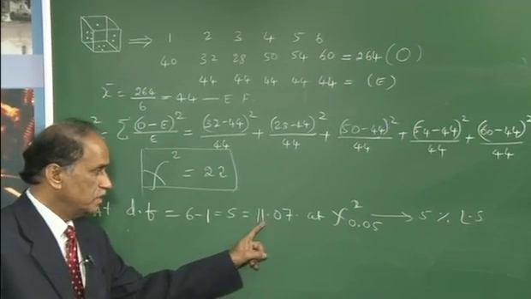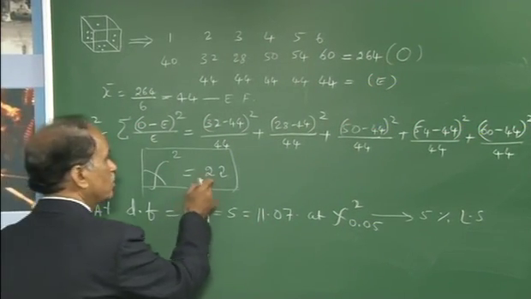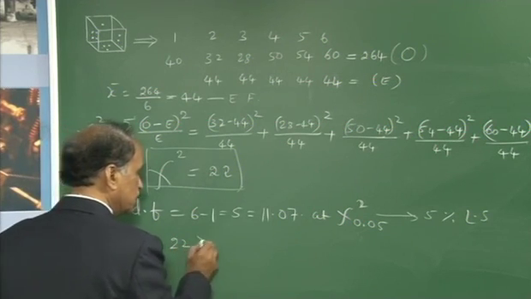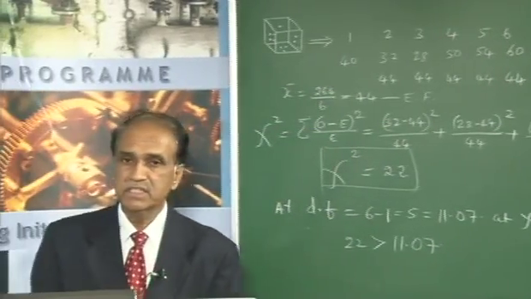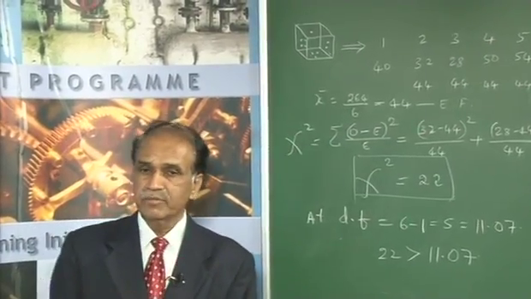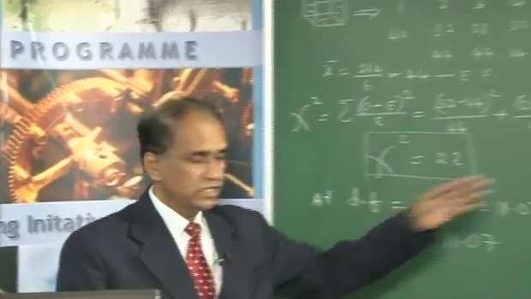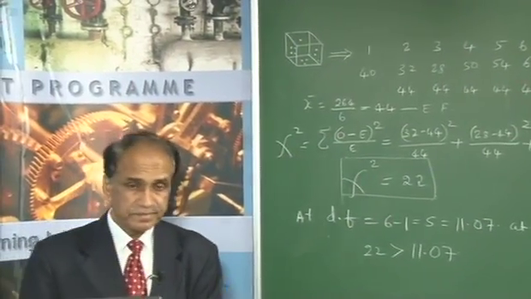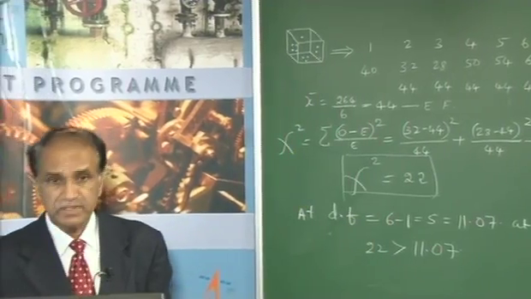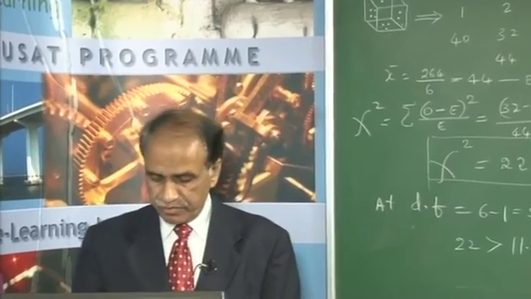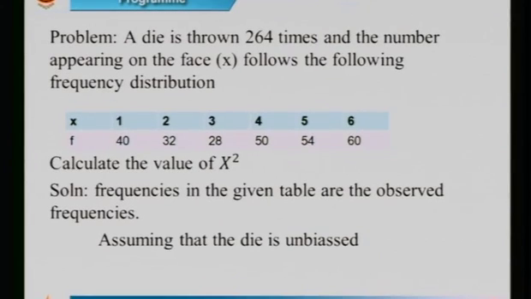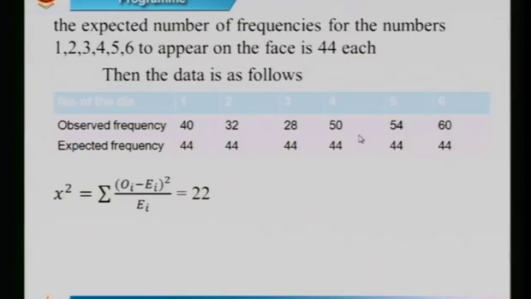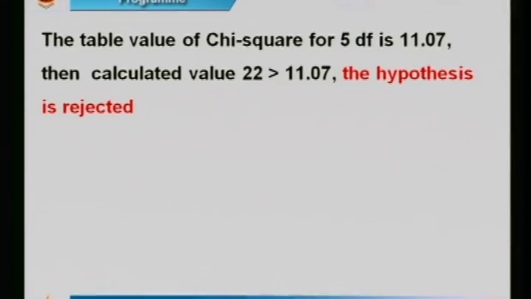Therefore, this table value is 11.07 and the calculated value of chi-square, 22, is greater than 11.07. As you know, you can give your conclusion that when it is greater than this table value and beyond that range, it falls in the 5% level of significance. So the hypothesis which we proposed, the expected frequencies by throwing a die 264 times, giving values starting from 40 up to 60, may simply be rejected. That is the conclusion you can give from this application of the chi-square test.